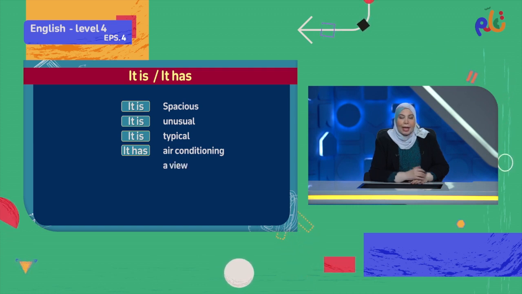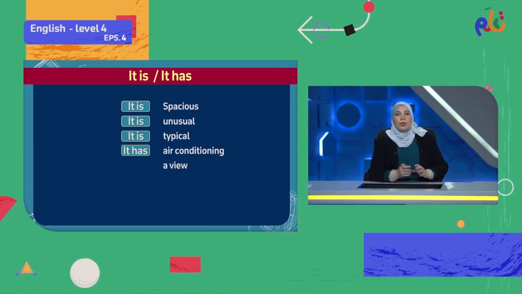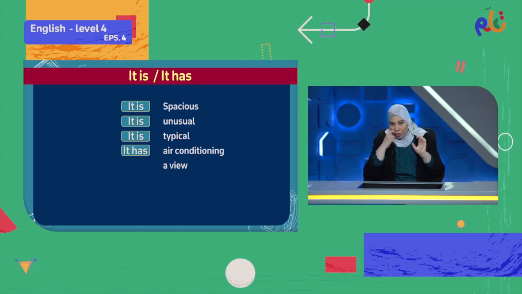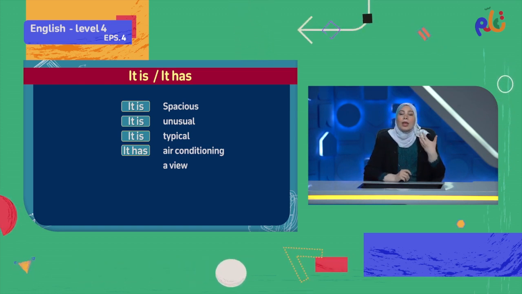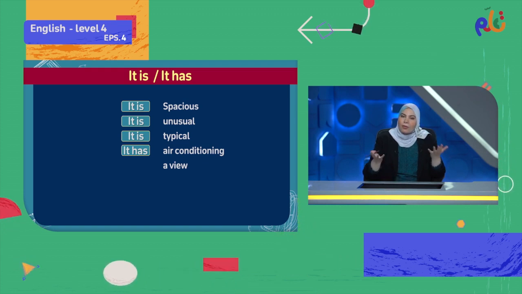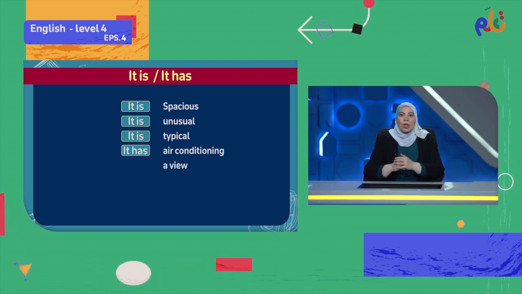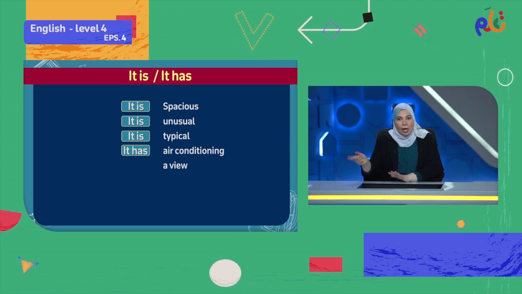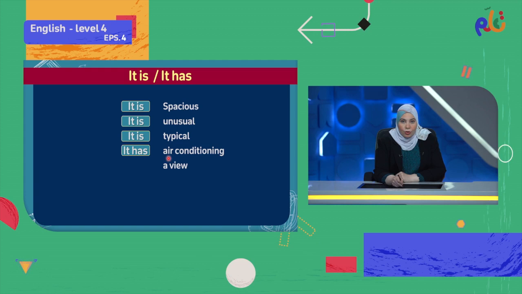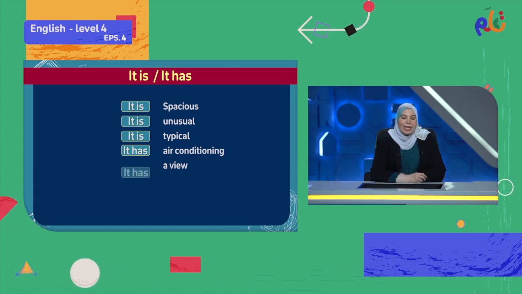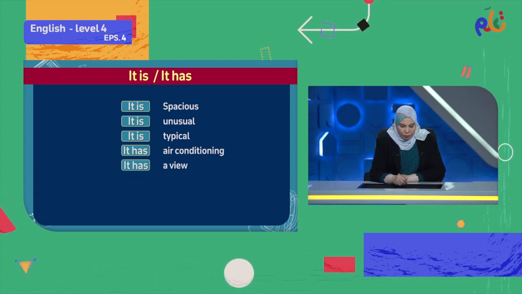And for the next one, a view. A view is what you can see through your window. When you open your window or when you open your balcony, you see something beautiful, it's called a view. So I can say, I like this flat, it has a view. If we say a view, we're talking about a noun.